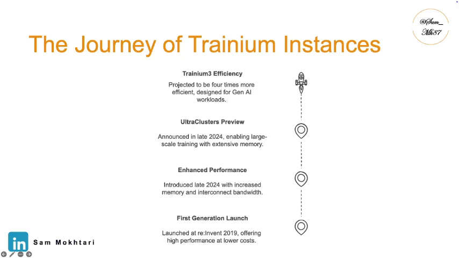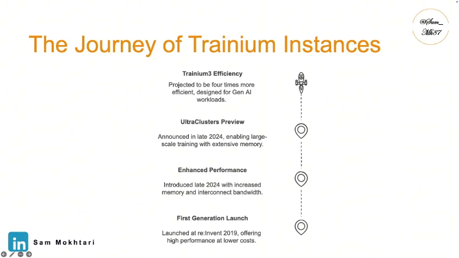So now let's go through the Trainium instances. AWS Trainium 1, or TRN1, instances were first announced at AWS re:Invent 2021 and became generally available in October 2022. TRN1 instances were designed specifically for machine learning training, offering competitive performance compared to GPU-based instances while also being more cost-effective. The second generation, or TRN2, became generally available in November 2024 at re:Invent, just this month.